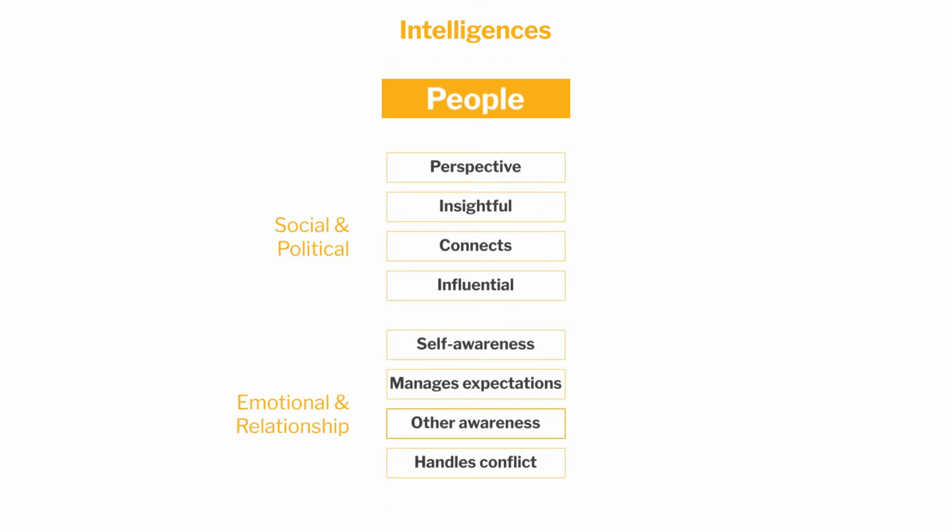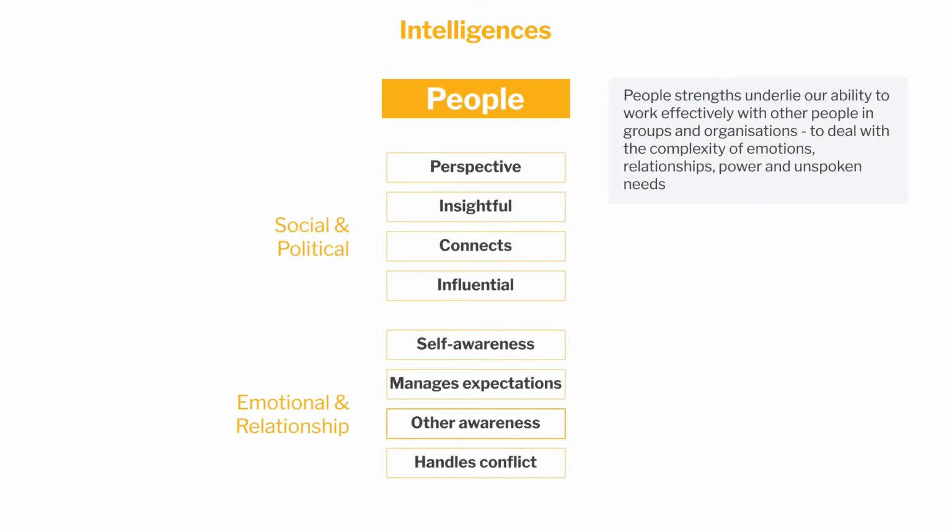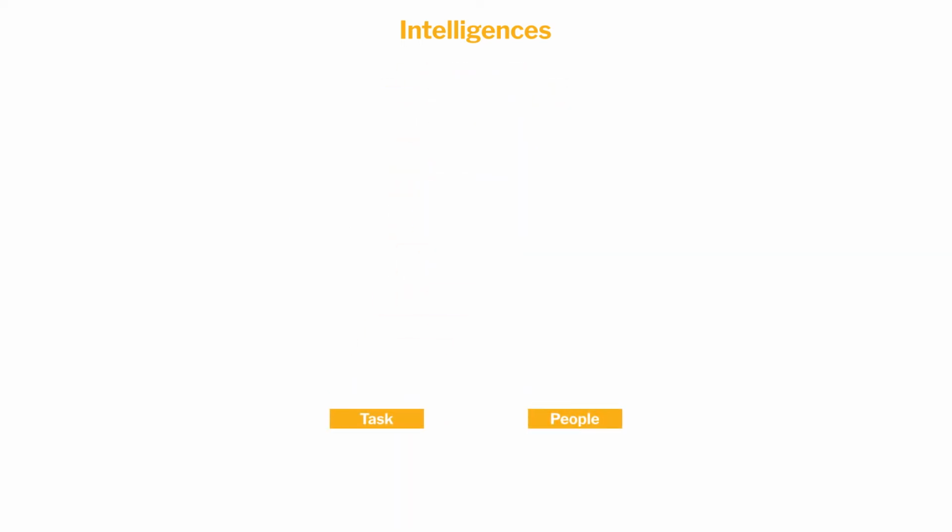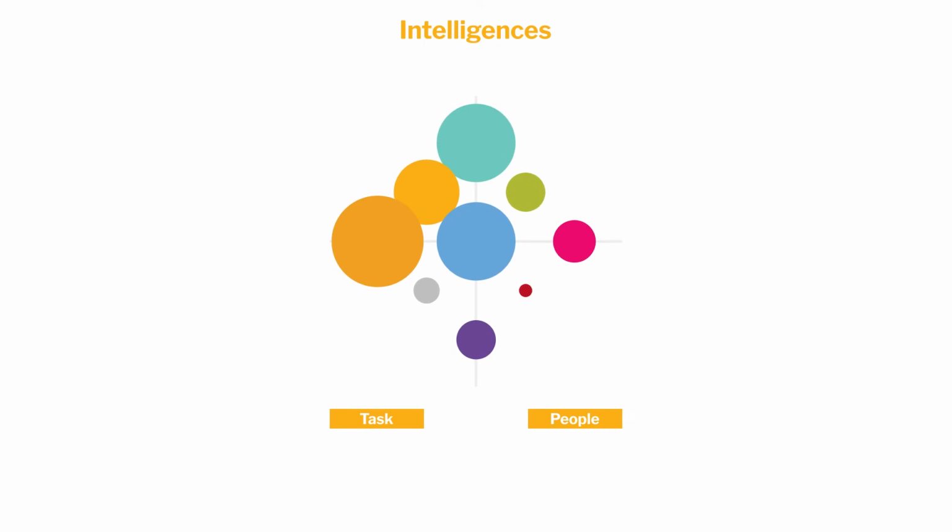Then we come to the intelligences that relate to people, and the people strengths underlie our ability to work effectively with other people in groups and organizations, and to deal with the complexity of emotions, relationships and power, and unspoken needs. And when you look at the leader type heads, remember that left is about the task intelligences, and right is about the people intelligences.